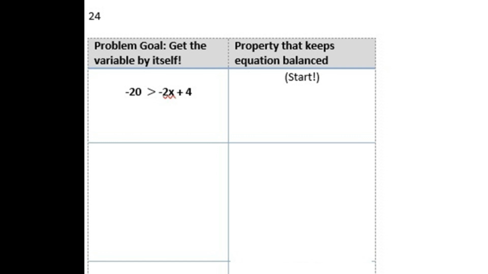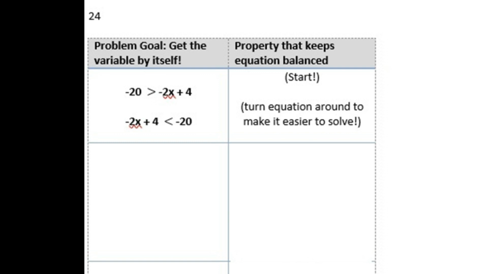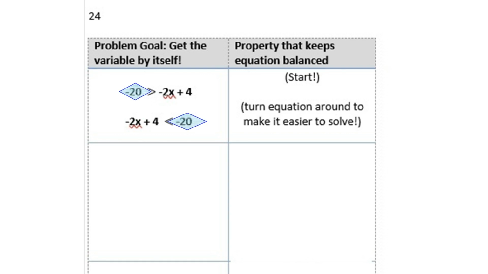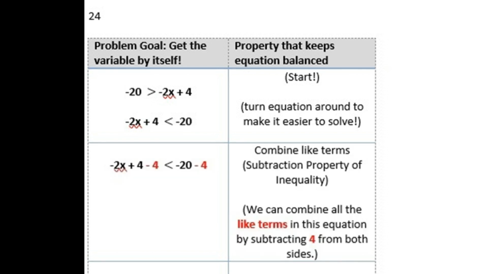The problem here is negative 20 is greater than negative 2x plus 4. What we're going to do here is reverse this inequality so that our x is on the left hand side because it's just easier to graph. This is the same inequality. I haven't reversed the sign. The 20 is still the bigger value. So negative 2x plus 4 is less than negative 20.